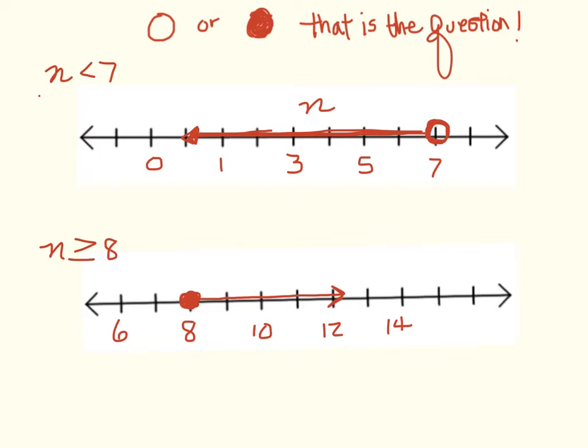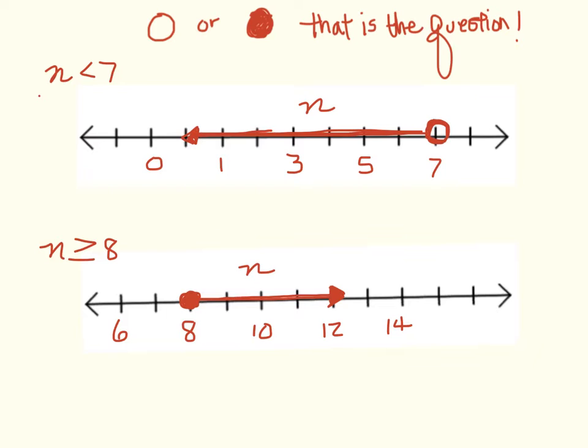So we're going to draw our arrow in this direction. Make sure it's long enough that we can see it, but it doesn't have to extend to the other end of the number line. That would be fine. And then, of course, this is the value of n. N can be 8, 9, 10, 11, 12, and on into infinity. So this is how we graph the answers on a number line.